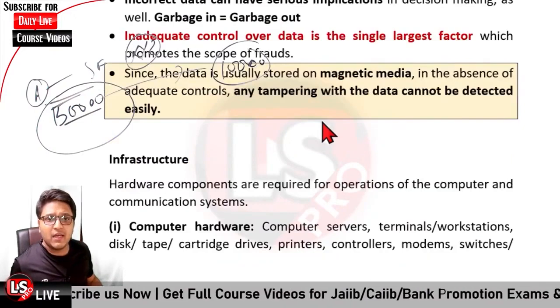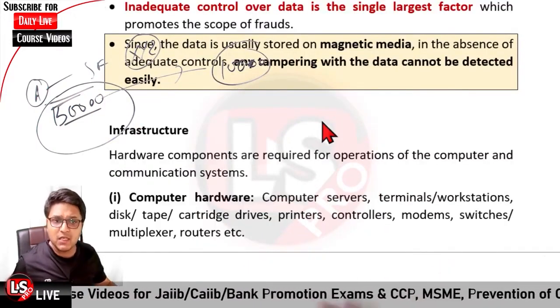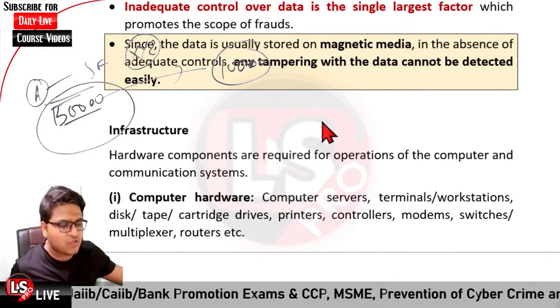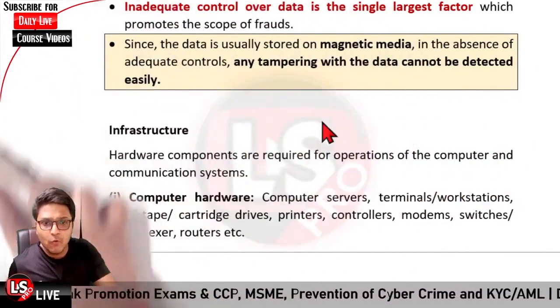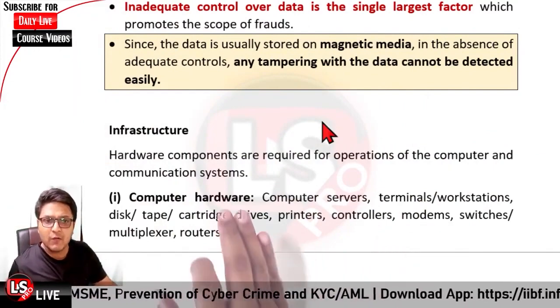And further it is regarding the infrastructure. Hardware components are required for the operations of the computer and the communication system. Data alone is not sufficient, software alone is not sufficient. For working properly, we require the infrastructure, which is in the form of hardware components.